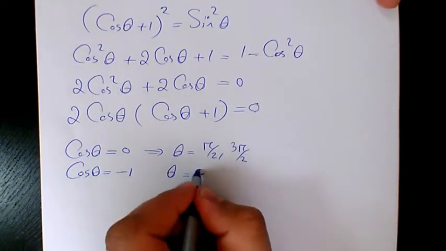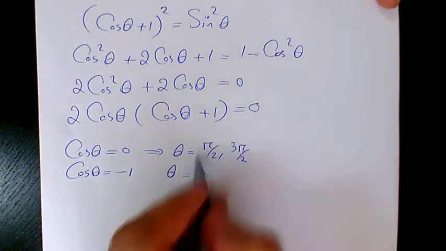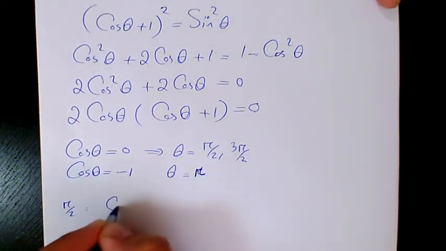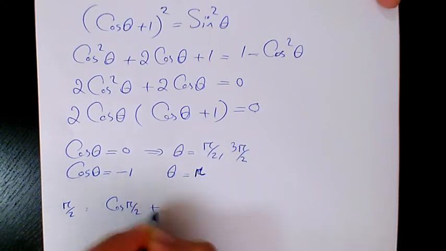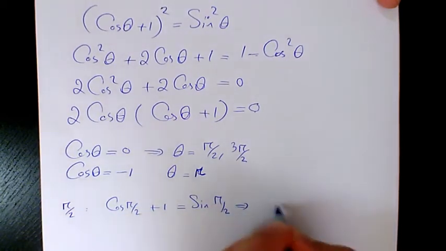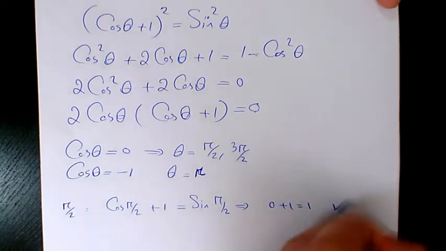However, since we squared both sides, we need to check these three answers. I'm going to check pi over 2. We have cosine pi over 2 plus 1 equals sine pi over 2. That's going to be 0 plus 1 equals 1, so that works.